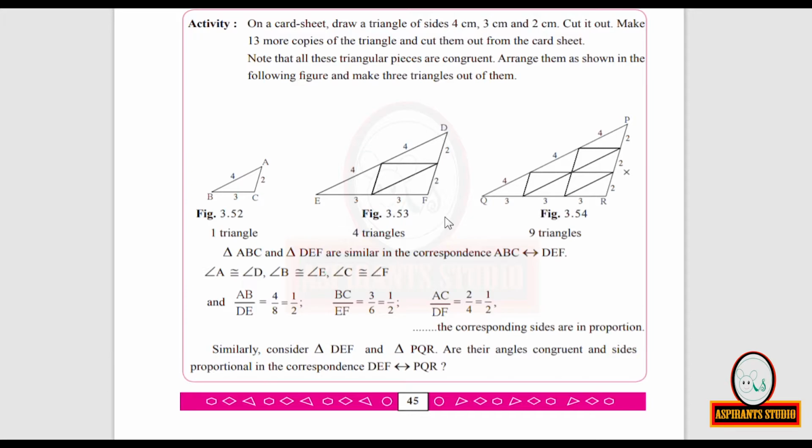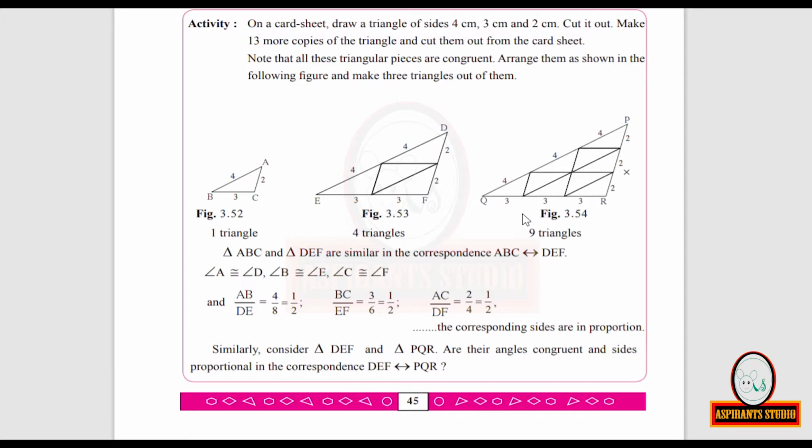Similarly, consider triangle DEF and triangle PQR, that is figure 3.53 and figure 3.54. Are their angles congruent and sides proportional in the correspondence DEF corresponds to PQR? The answer is yes. You can do the similar checking. You will get triangle DEF to be similar to triangle PQR.